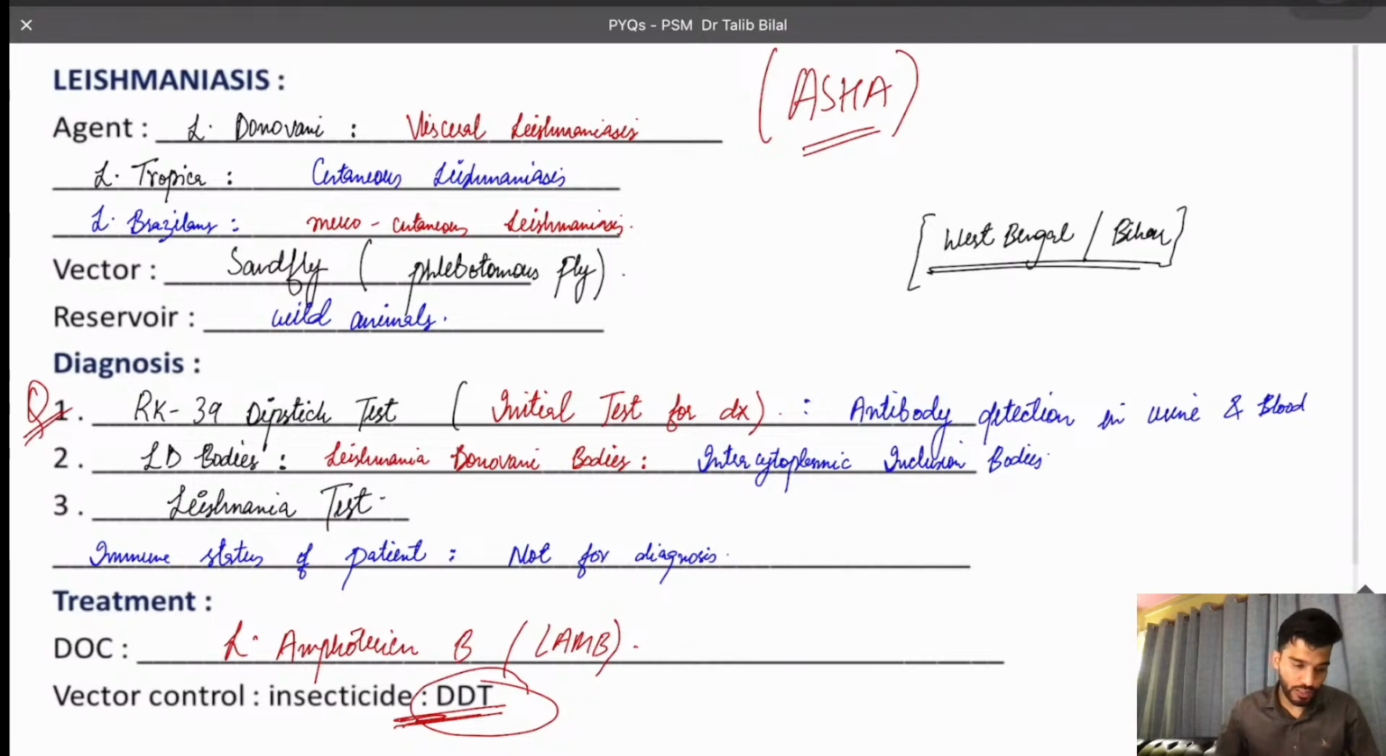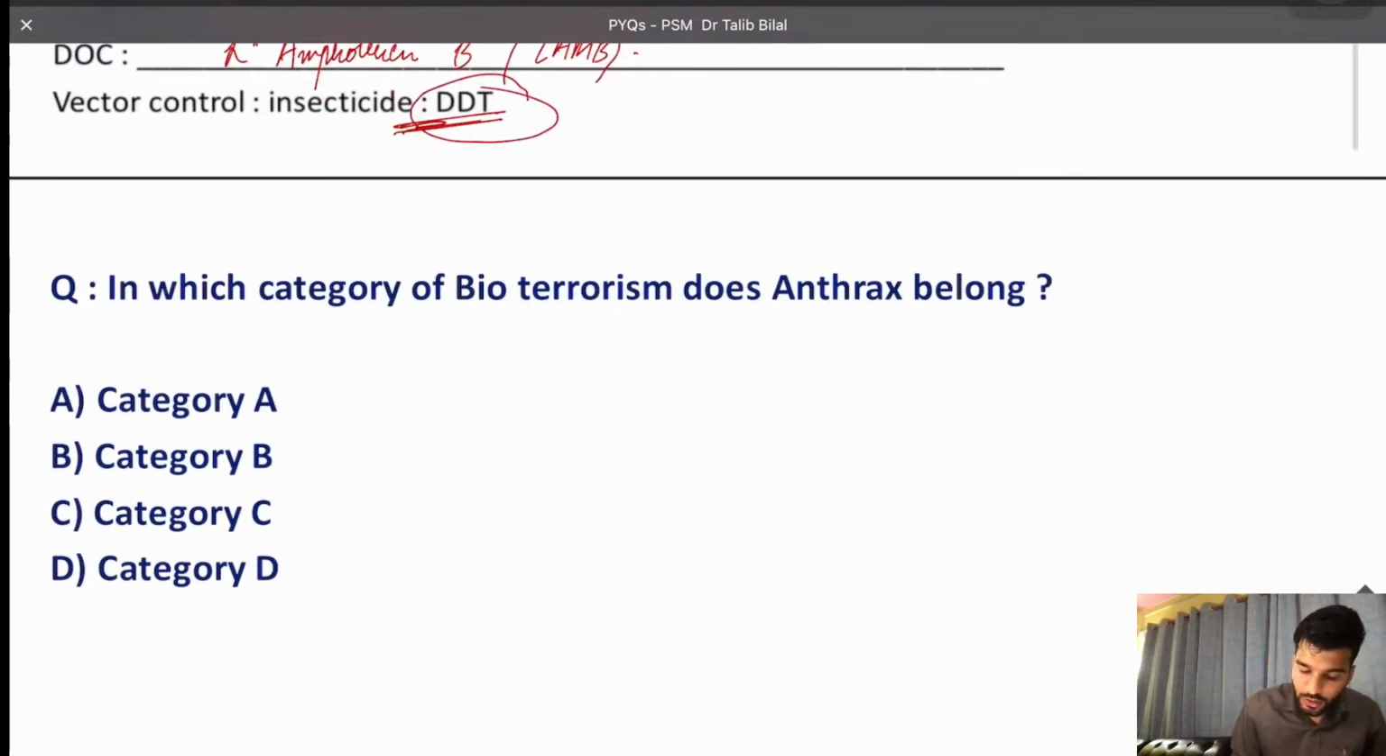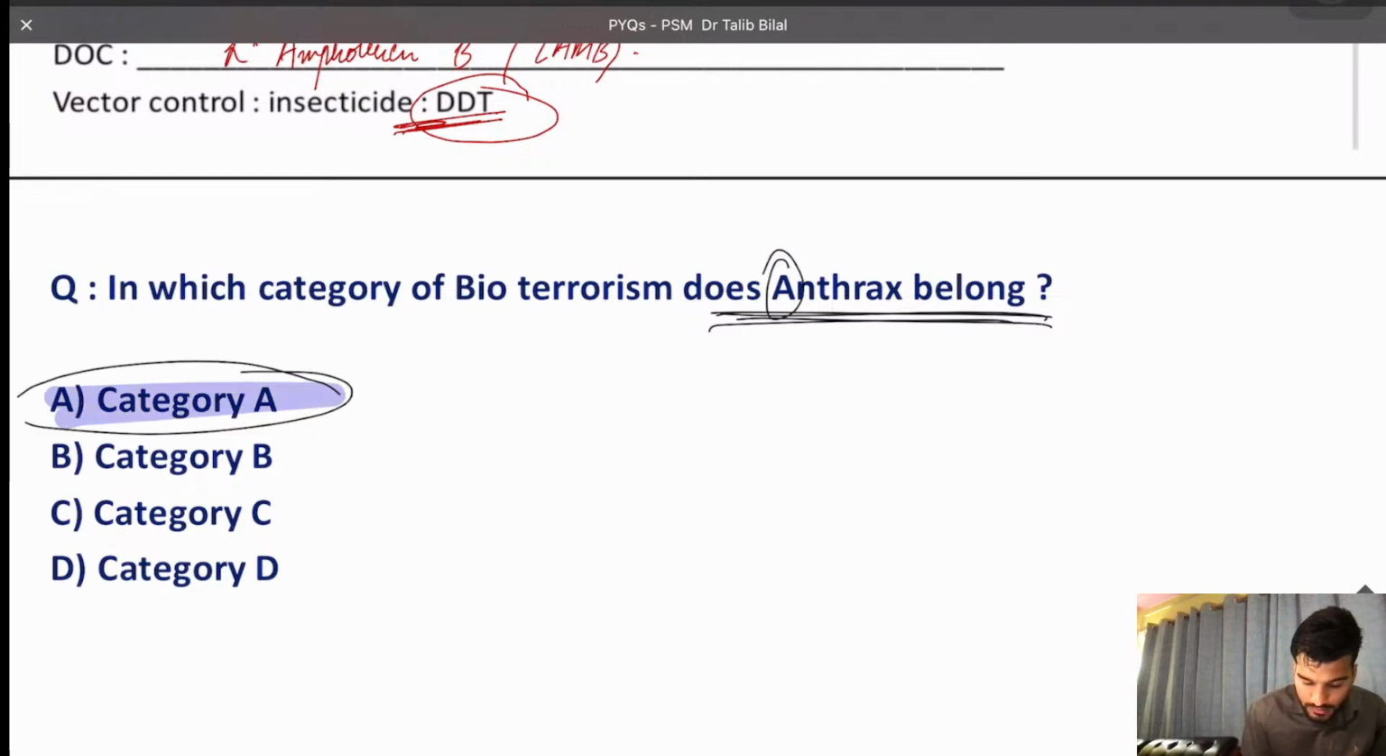Next question. Chalo. Very good. In which category of bioterrorism does anthrax belong? Anthrax belongs to which category of bioterrorism? A for anthrax, A for category A. Again, asked in the last FMG exams, or rather before that. Okay, anthrax belongs to category A.